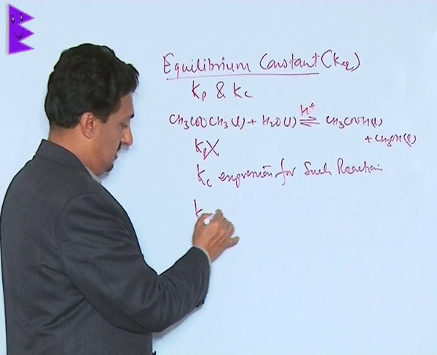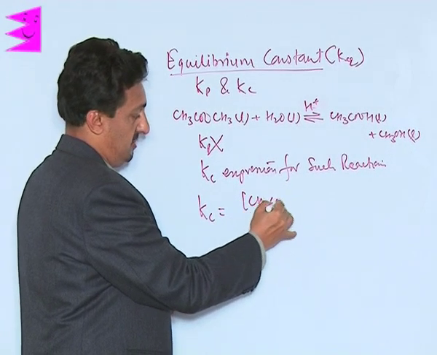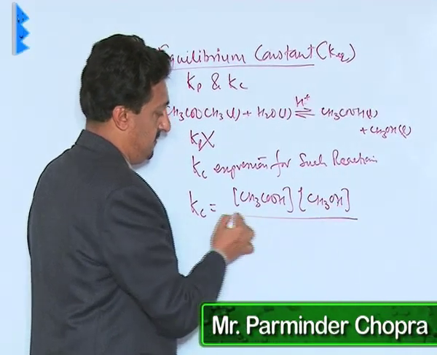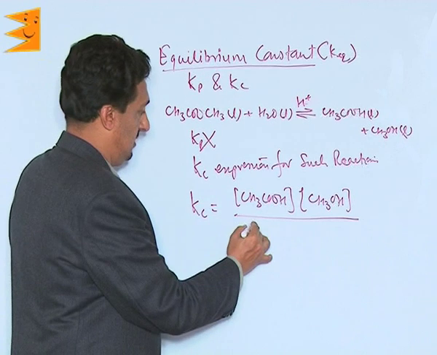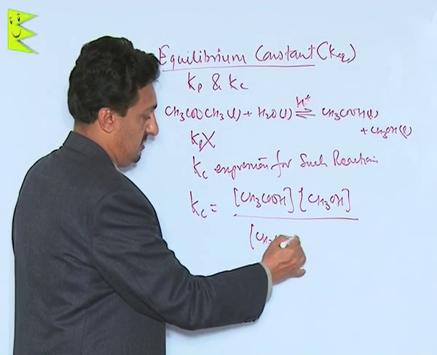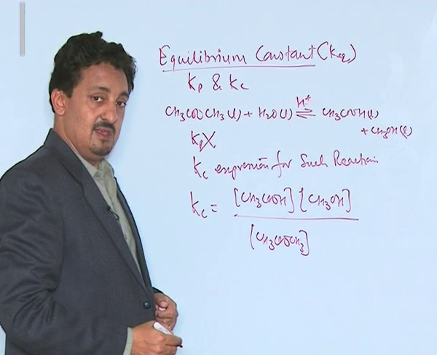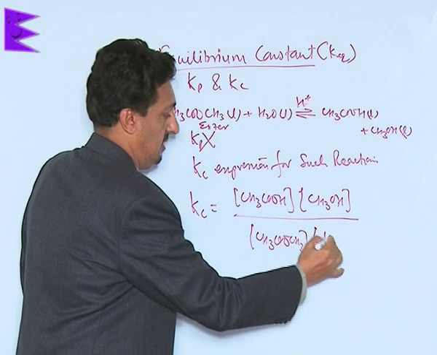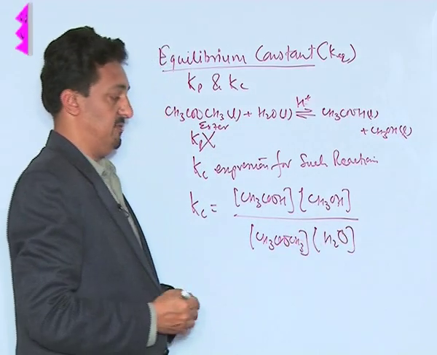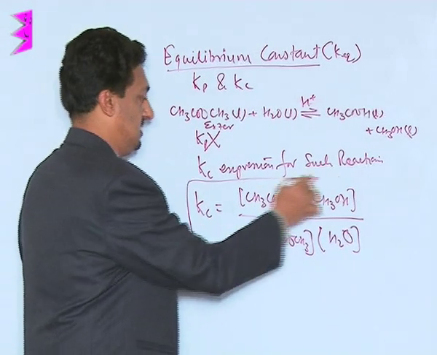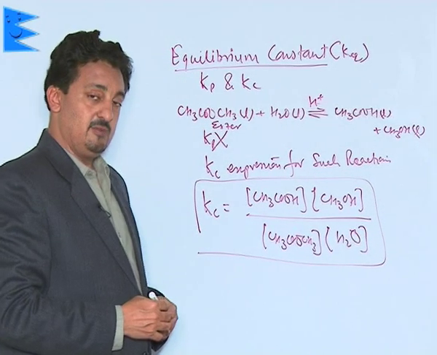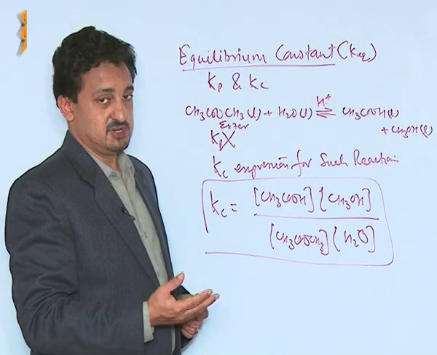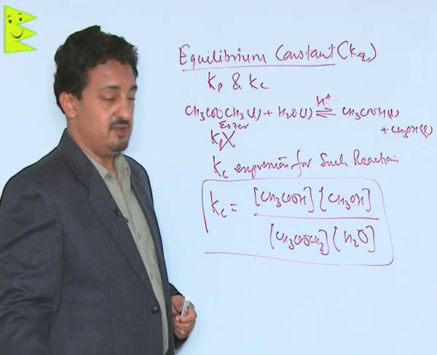And it will be the concentration of the acetic acid formed into concentration of methanol formed upon concentration of the methyl ethanoate, the ester, into the concentration of water involved. This is what the Kc expression is. So now I hope you must be clear about for what reactions we can write the Kp and for what reactions we can write the expression in terms of Kc.